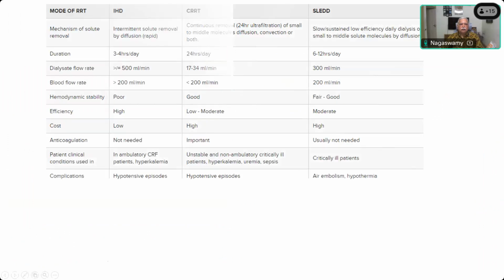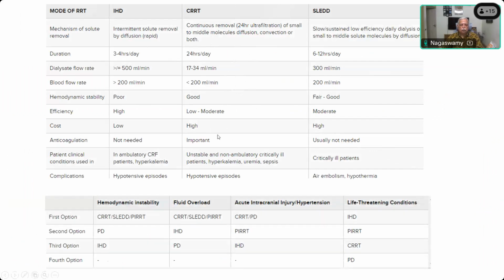And these are the comparisons of the various types of modalities: mechanism of solute removal, duration, dialysate flow. This chart will be useful to go through before your exams so that you can compare all that. And how to choose what type of RRT is needed. First thing is hemodynamic stability. Second is fluid overload, whether there is any acute intracranial injury or hypertension, or whether there are any life-threatening conditions. These are the 4 things which you have to look into in the patient.